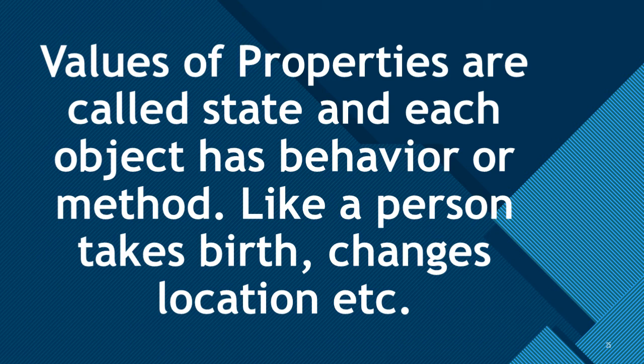Now these values, for example, name is A, name is B, or date of birth is this or that, these values are called state. Okay, so each object has its state, which is a value for any attribute. And then there is a behavior, means what this object is doing, that is behavior. For example, if we create a person as an object, at that time a person takes birth, gets a name, changes his location, like that. So that is called behavior, and this behavior is also known as method. Okay, method in object oriented programming.